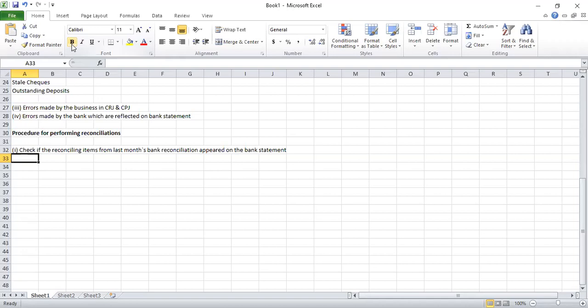Maybe it's a check that we paid out and by last month, the person had not yet gone with it to the bank. If we find that this month again, he has not gone with it to the bank, that means it's still an outstanding check.